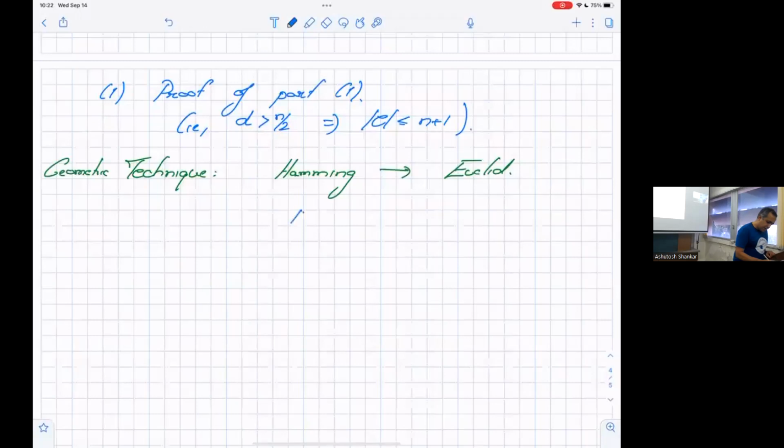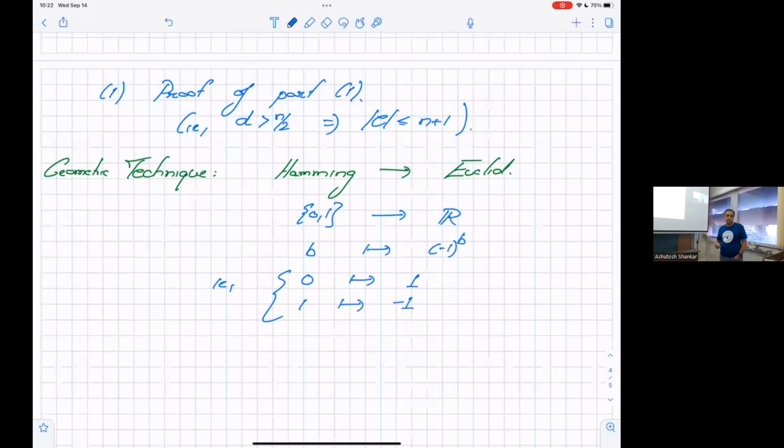So we're going to embed. How are we going to do this embedding? We're going to first embed 0, 1 into R. We're going to take every bit and map it to this. What we're basically going to do is map a bit B to -1 to the power B. In other words, 0 will get mapped to 1, and 1 will get mapped to -1. This is what I call B tilde.